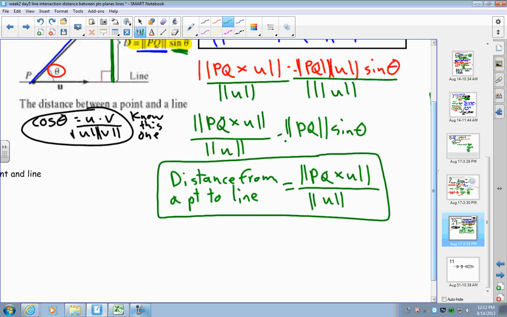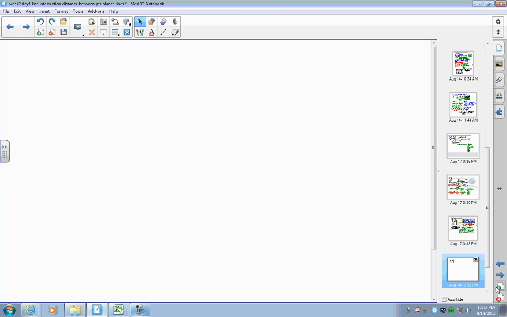Very similar to the distance from a point to a plane. Instead of a dot product, it's a cross product. And instead of the normal vector, there's no normal vector for a line; it's the actual direction of the line instead. So with that in mind, let's try out a problem.